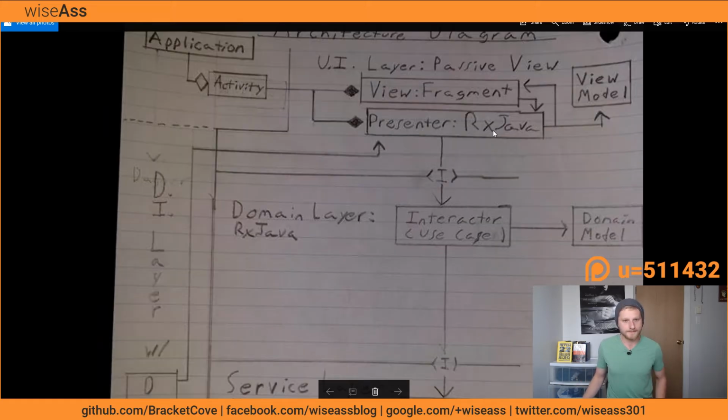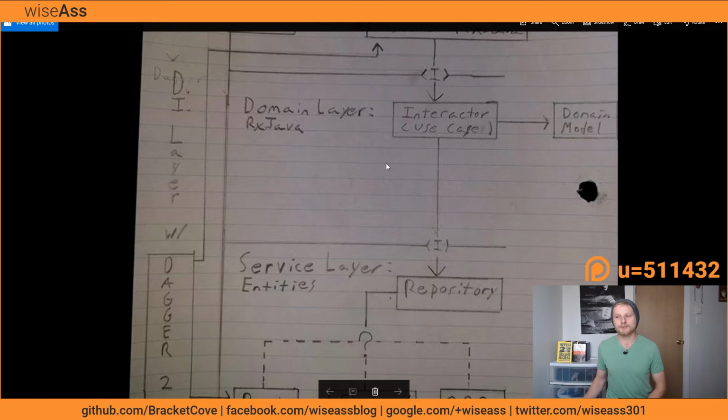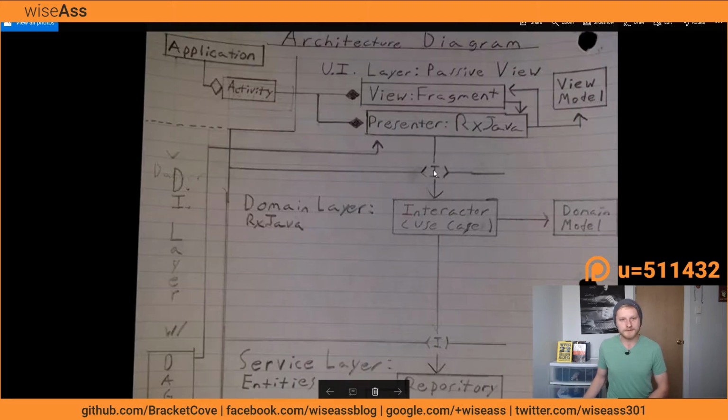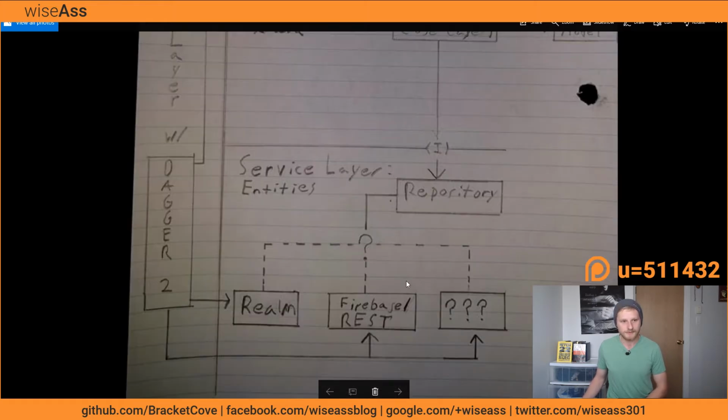So the presenter is going to be talking to these things called use cases. If you're not familiar with clean architecture, this is basically the part that gets added in, which makes it distinguishable from, say, just Model-View-Presenter. So what happens is the presenter talks to these use cases, and then the use cases talk to the service layer.